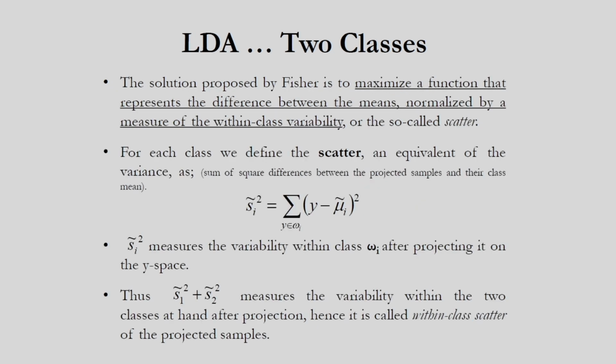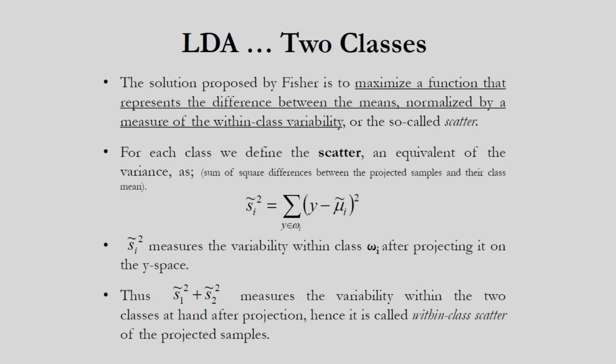The solution of this problem is given by Fisher. That is why this method is called Fisher linear discriminant analysis. So what is the solution of this problem? The solution is to maximize a function that represents the difference between the means normalized by a measure of within class variability.